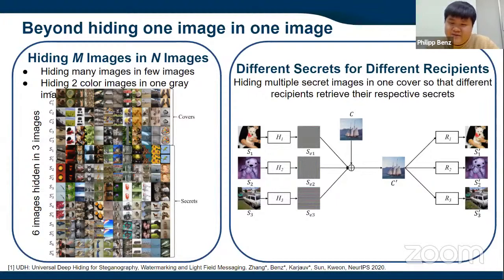And their revealing networks R1, R2, R3 can only extract the corresponding secret. For example, R1 can only retrieve S1, and it will never get confused. R1 will never get S2, and R3 will never get S1. They will always get only their corresponding image.